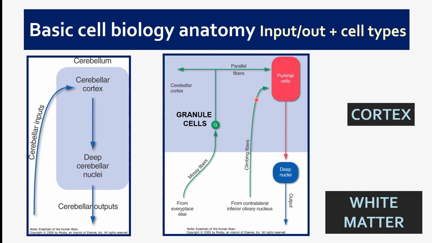Then we also have these climbing fibers that come from the inferior olivary nucleus in the medulla. And both these types, parallel fibers and climbing fibers, form connections with Purkinje cells. The Purkinje cell is the only output cell type of the cerebellum. It synapses onto these deep nuclei in the white matter, and these then convey the output from the cerebellum back into the motor system, as I showed you on that schematic earlier on.